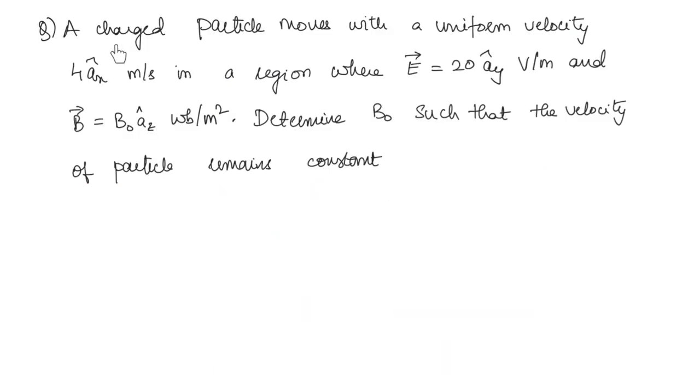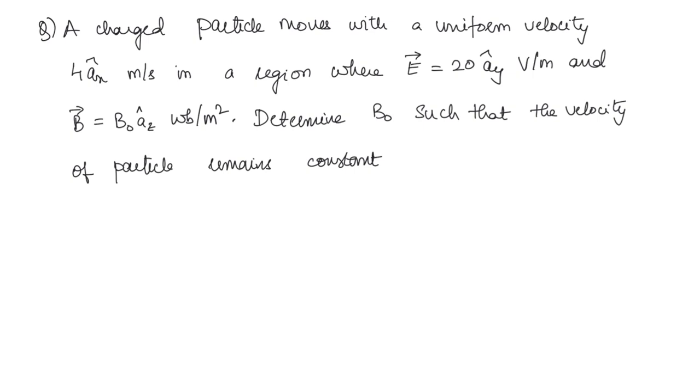Next question: a charged particle moves with a uniform velocity 4 ax cap meter per second in a region where E bar is equal to 20 ay cap volt per meter and B bar is equal to B naught az cap Weber per meter square. Determine B naught such that the velocity of the particle remains constant.